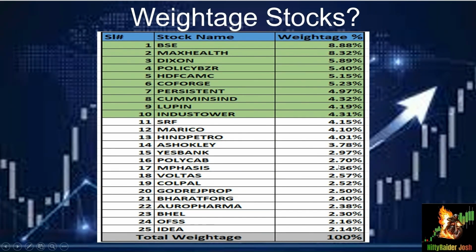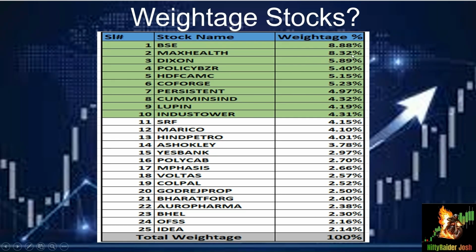Now let us look at which are the weightage stocks and what is the total weightage. You can see that 25 stocks constitute the 100% weightage in this index. Among them, in Nifty we see HDFC, Reliance, Infosys and so on have big weightage. In Bank Nifty also, ICICI and HDFC have more weightage. Here, BSE has the highest weightage, around 9%.